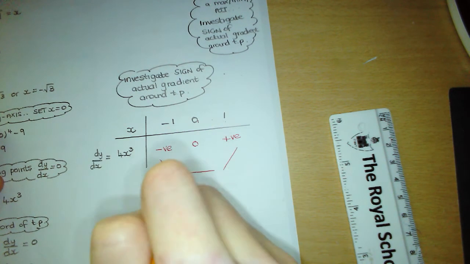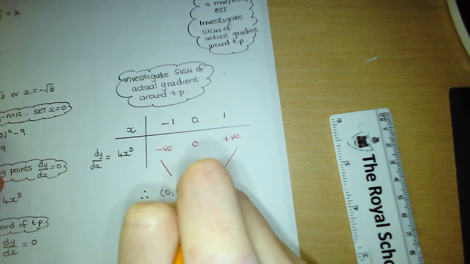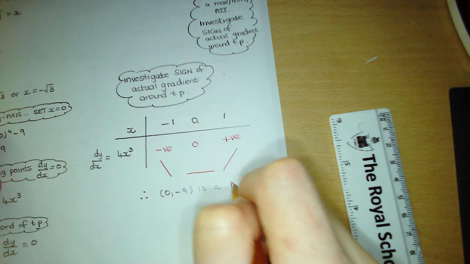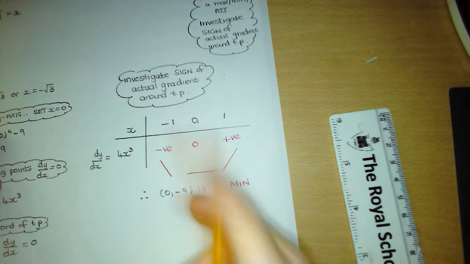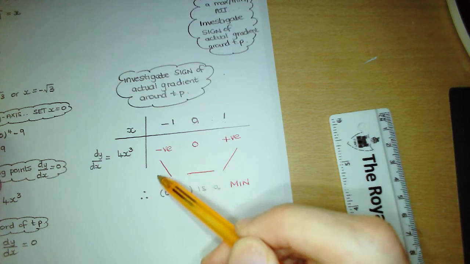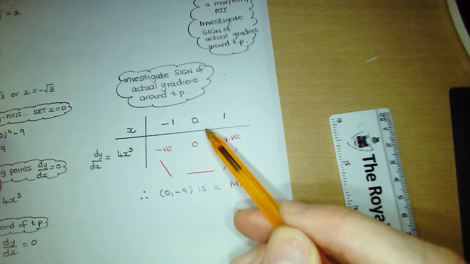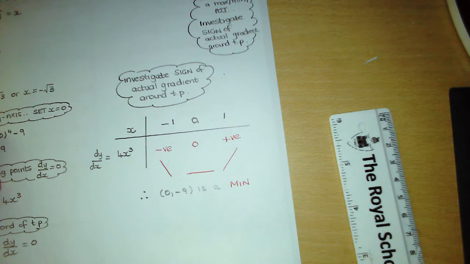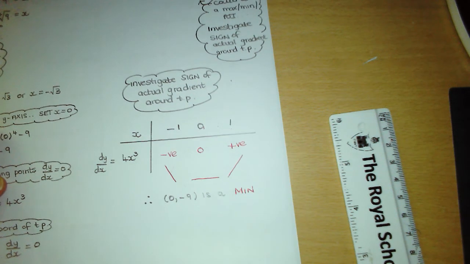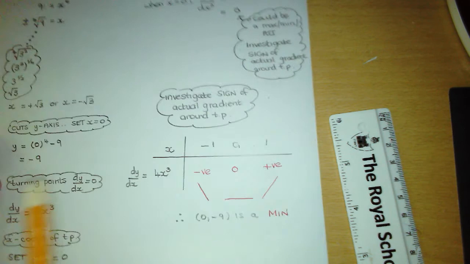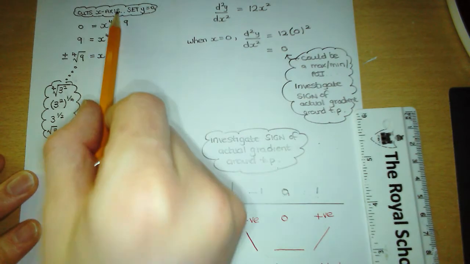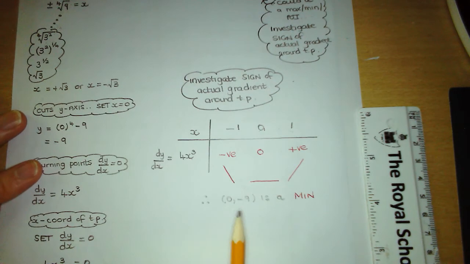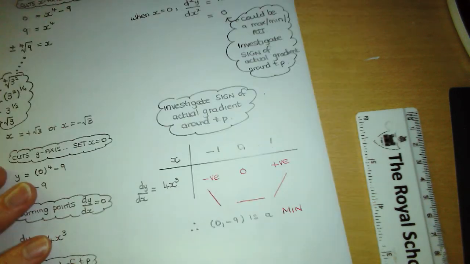So 0, minus 9 is a minimum. If you drew your table and you had the first tangent sloping up, then the middle one horizontal, and the next one sloping down, then that would be a maximum. But in this case, it's a minimum. So we've now got all the information together. We know where the graph cuts the x-axis, we know where it cuts the y-axis, we know where its turning point is, and we know what type of turning point it is. So now it's time to sketch.